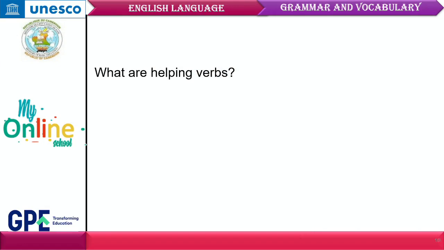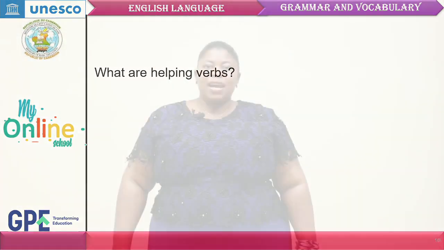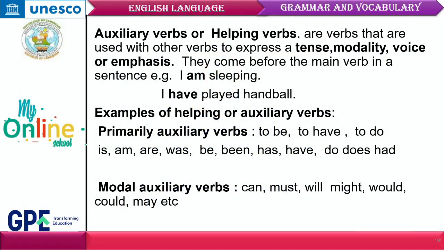What therefore are helping verbs? Did you have a quick reflection on that? Good. Let's check it out. Helping verbs are also called auxiliary verbs. They are verbs that are used with other verbs to express a tense, a modality, voice, or emphasis. They come before the main verb in a sentence.